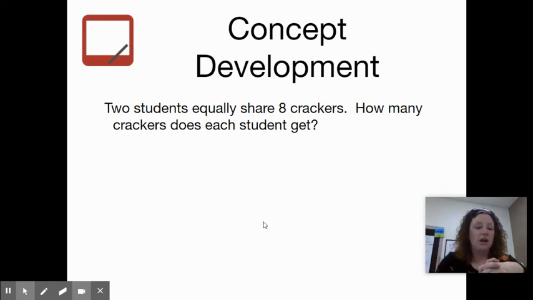Now, I'm not going to add those numbers up. I am not going to multiply those numbers because I see the words equally share. These words right here are keywords that almost always tell me to divide. So the total is 8 crackers, and I know I need to equally share or divide those among 2 students. So let's go with that.